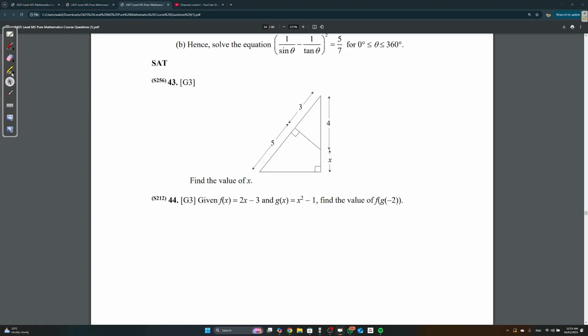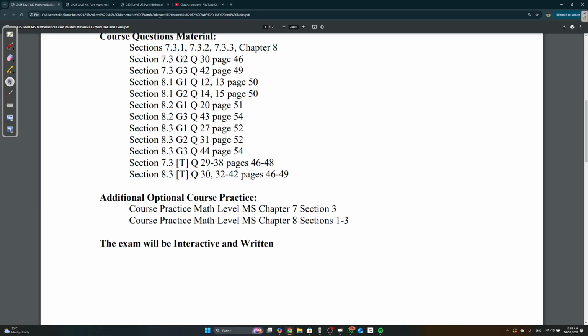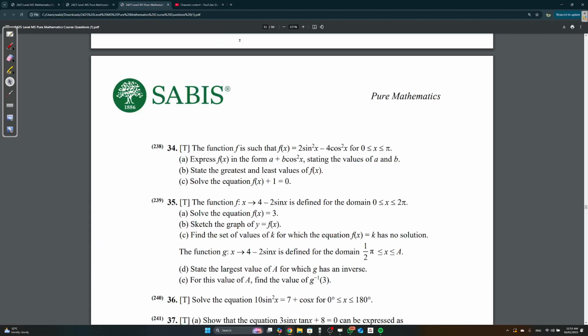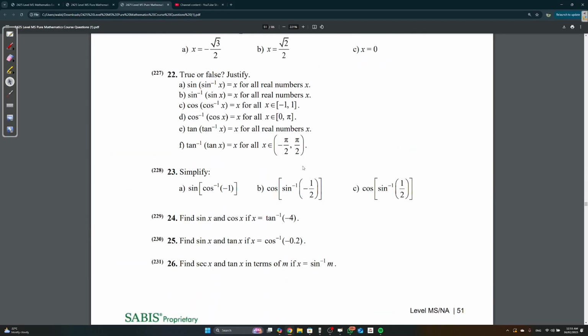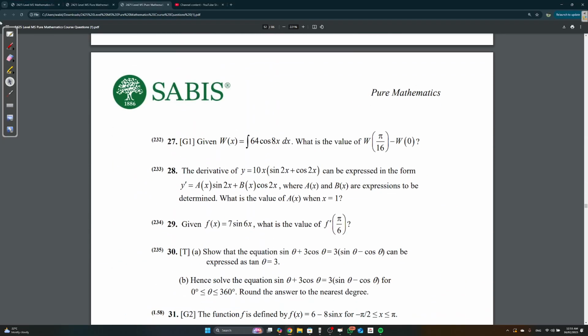Question, which one? We finished 43, now 27. Given w of x is the integral of 64 cosine 8x, what's the value of this? Basically you have to integrate it and then do this, right? Okay, what's the integral of 64 cosine 8x?